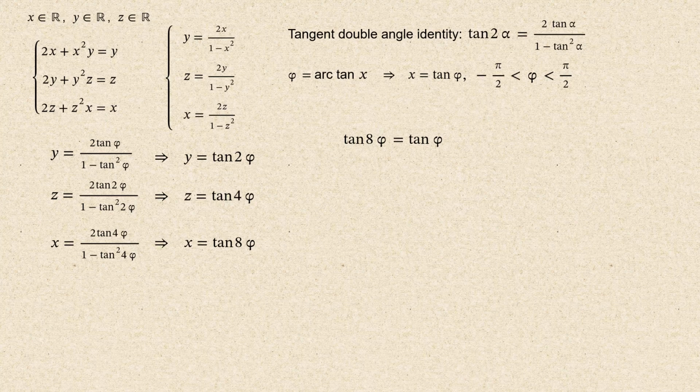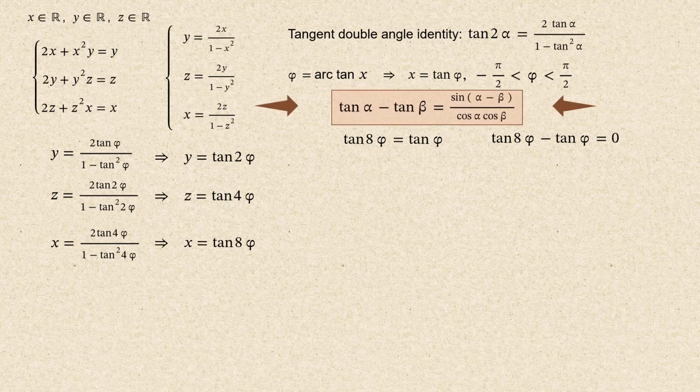This is an equation for phi, and we need to solve it. To do that, we rewrite it as tangent of 8 phi minus tangent of phi equals 0. Then apply another trigonometric identity, this time for the difference of two tangents.